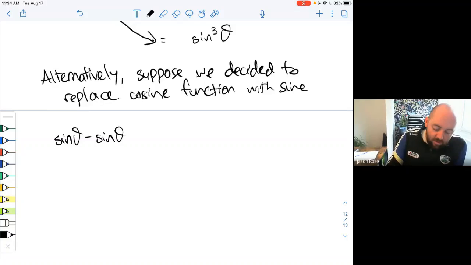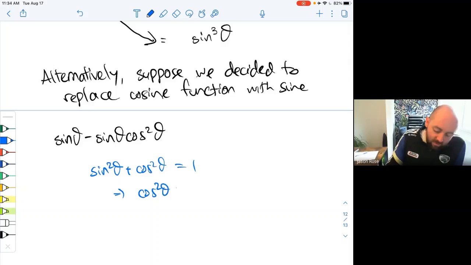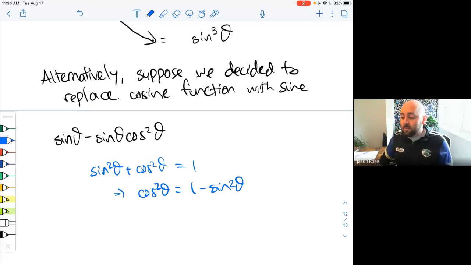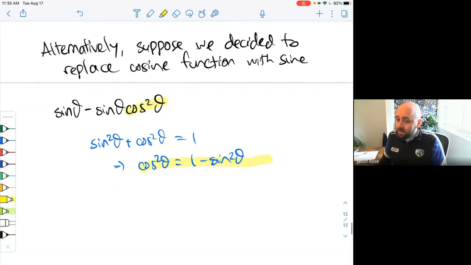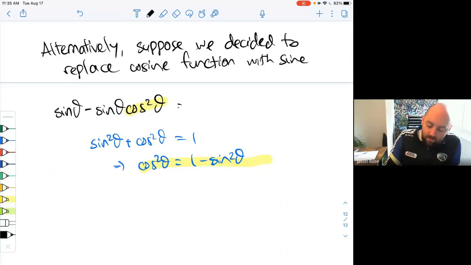That's a valid way to approach it. So you might have said this and said, okay, I have sine squared theta plus cosine squared theta equals 1. You might have said to yourself, cosine squared theta, that's the same as 1 minus sine squared theta. So this is something you can do with all these identities I gave you. You can move things around the equal sign and use them as you need to. So you might say, okay, I'm going to replace that with 1 minus sine squared, and then I'll only have sines involved. So this will be sine theta minus sine theta times 1 minus sine squared theta.